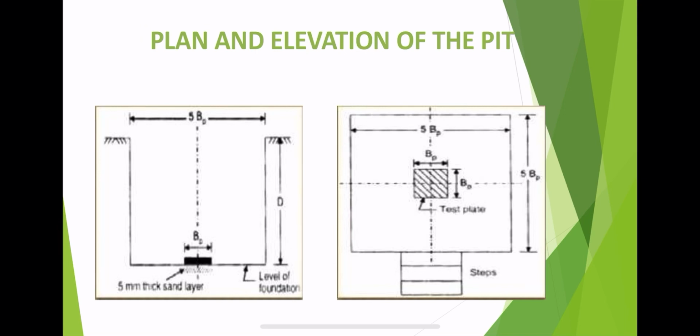Coming to the plan and elevation of the test pit, here we are going to take a 5 mm thick sand layer, where BP is equal to the width of the plate and DF is equal to the depth of the foundation. The first one is the level of foundation, and the second one is 5 BP, where BP is the width of the plate and DF is the depth of the foundation. Here are the steps for going inside and checking the readings.